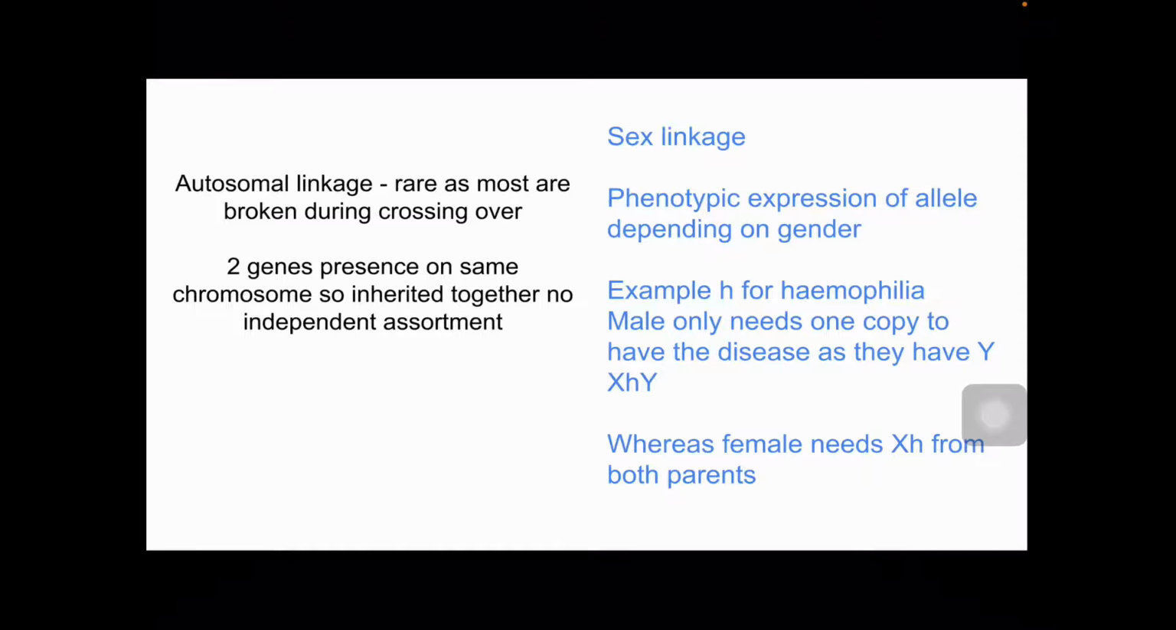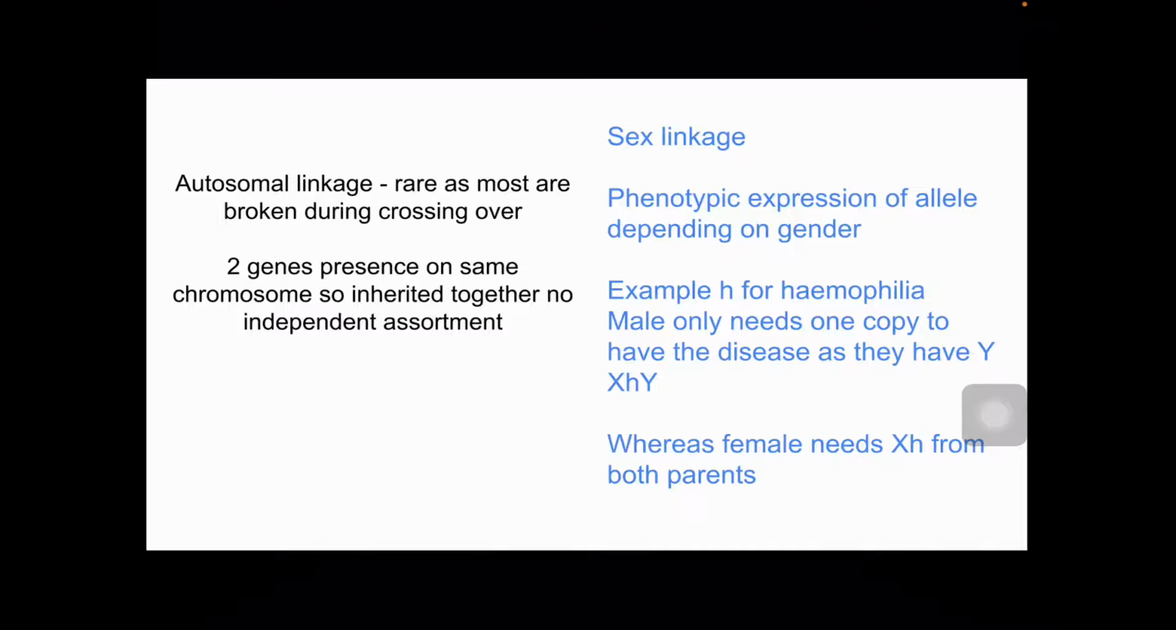Now moving on to what an autosomal linkage is. A linkage is the presence of 2 genes on the same chromosome, so that they are inherited together and do not assort independently like most others. This is a very rare case, however, as almost all the links are broken due to crossing over in meiosis.